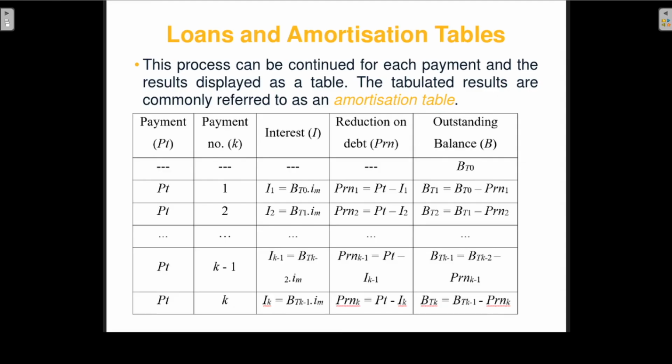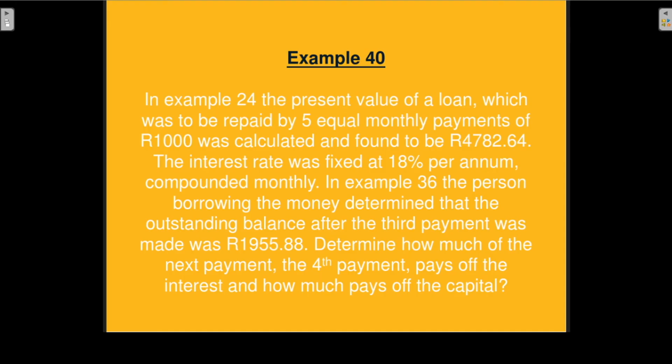Okay, so you also have this table in your notes. It just shows you in symbol notation what we have done with numbers in the previous example. So if we look at example 41 in your notes, we actually redo example 40, but now we do it for each of the 5 payments. And I'm going to do this in Excel and show you that you can easily do it in a spreadsheet.